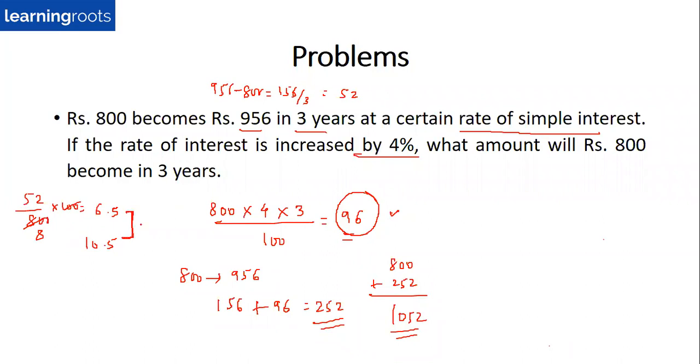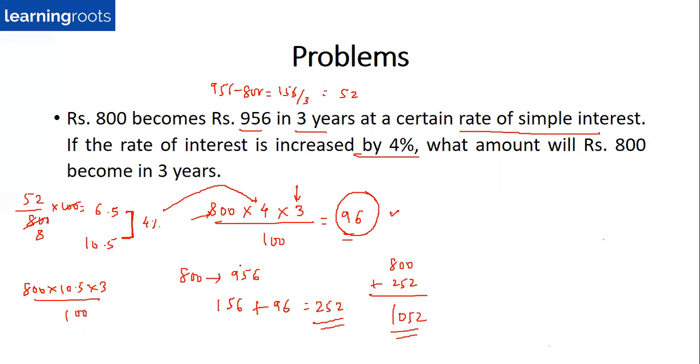That 6.5 to 10.5, the 4%, is what I'm directly taking here and solving. Because the principal and the time are not changing, that allows me to do the shortcut. Otherwise, of course, I can do 800 into 10.5 into 3 divided by 100. That will give me the interest, and then add it to 800 to get the answer. So nothing wrong with the method, but it requires more calculation, whereas this can definitely make your life easy.